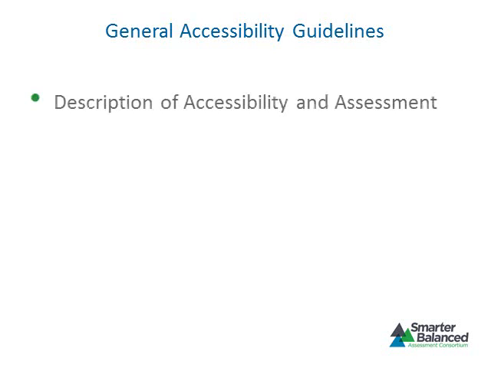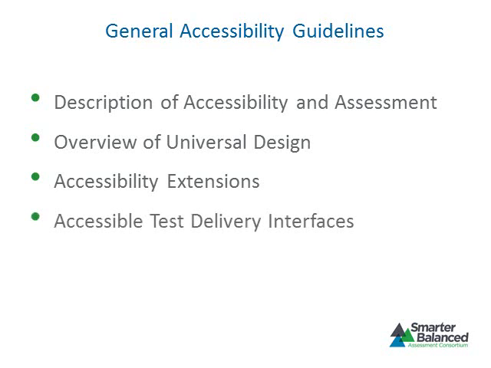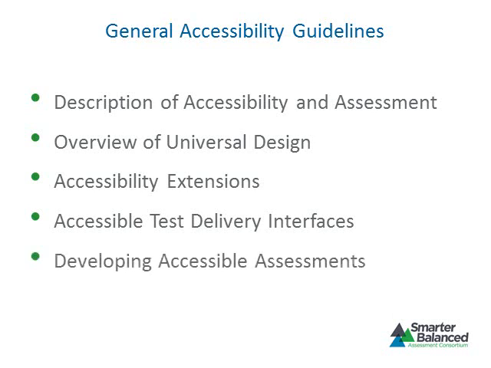Smarter Balanced invested several months considering accessibility and developed a document called General Accessibility Guidelines. This document contains a wealth of information about accessible assessments, including a detailed description of accessibility and assessment, an overview of universal design, a description of accessibility extensions, requirements for accessible test delivery interfaces, and guidelines for developing accessible assessments. Following the completion of this module, Accessibility Review Committee members are expected to read the General Accessibility Guidelines.